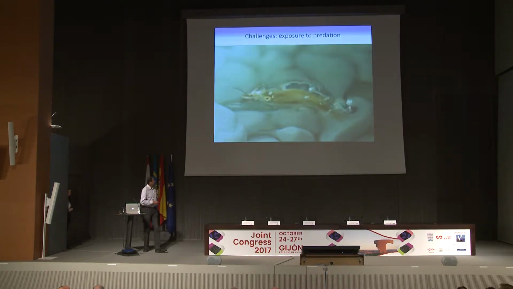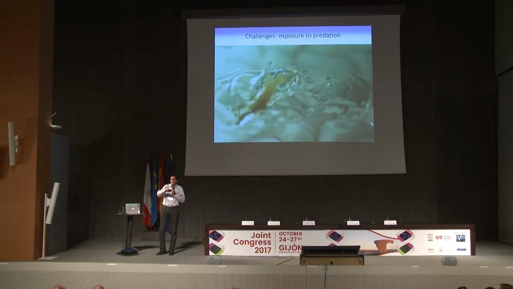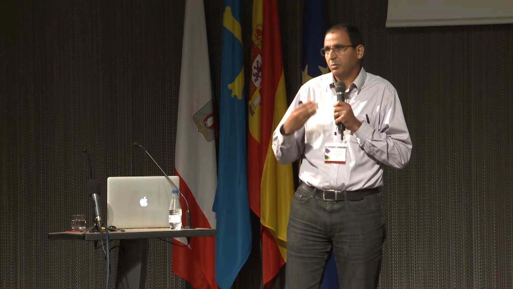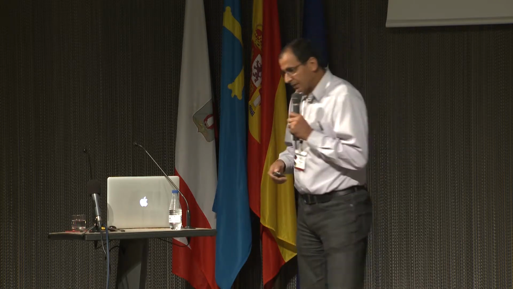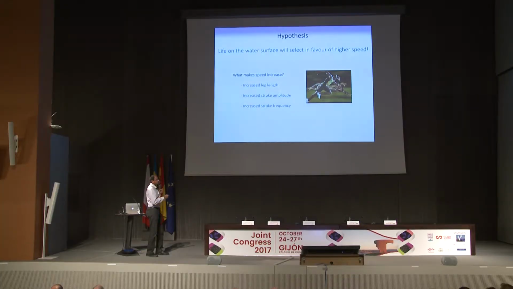Here's another aspect. For example, these animals are always attacked from the bottom because they are exposed. There is nowhere to hide on the water surface. And the only way for them to escape predation is to be fast. So we wanted to test this hypothesis. And how do you make movement or locomotion faster? There are a number of ways. So these are the main parameters that will affect speed.